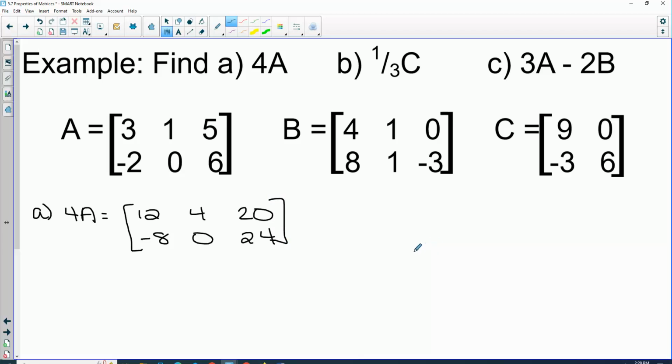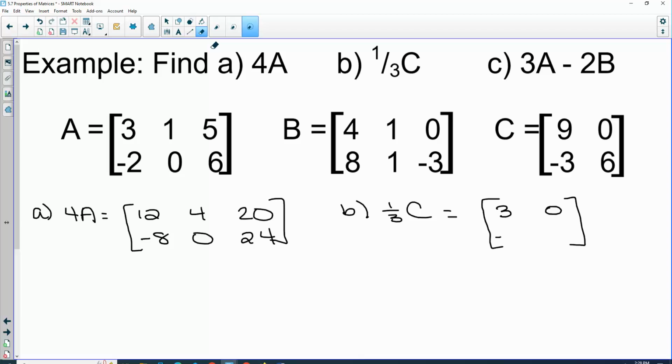So we can multiply by a number. You just take every entry times that. So B, 1/3 C says take every number in matrix C times 1/3. So 9 times 1/3. 0 times 1/3. -3 times 1/3. And 6 times 1/3. It is okay to have a fraction for an entry, so if we got like 2/3 or something as a number in the matrix, that's not a big deal. That can happen.